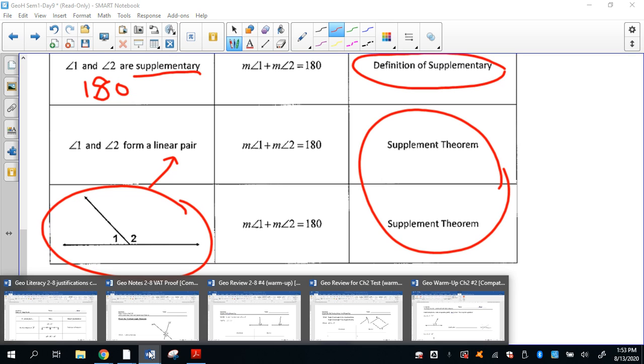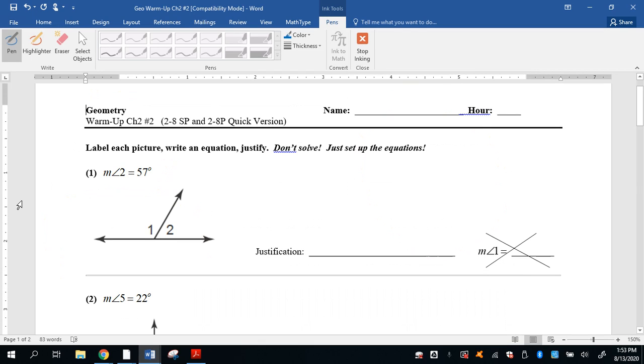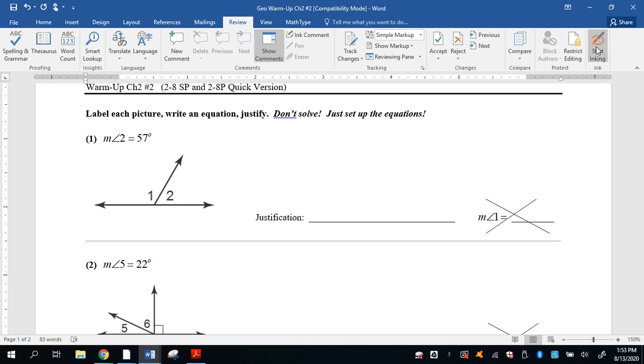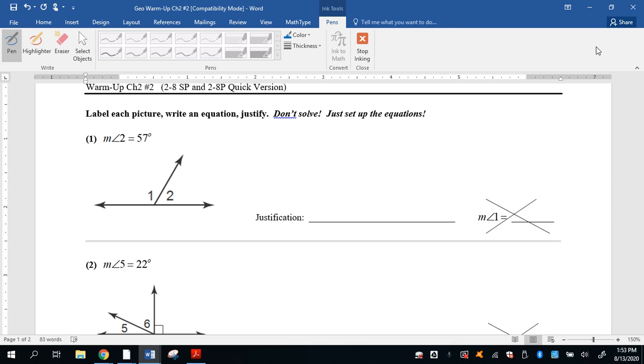So I am going to go to a warm-up review sheet. This is warm-up chapter 2, number 2. It says label each picture, write an equation, and justify. We're not going to solve. Now, these are problems from 2.8 skills practice and 2.8 practice. But what I want us to do in this warm-up sheet is just to set up an equation, and we are not going to solve it, but we want to work on our justifications. So this is chapter 2, justifications are important.